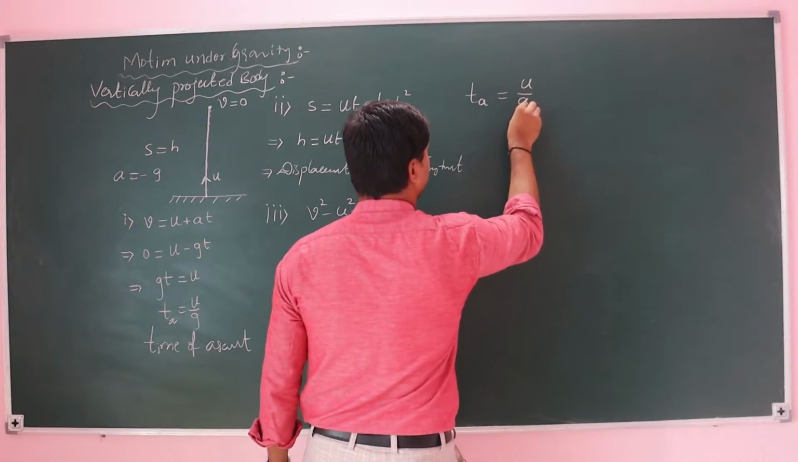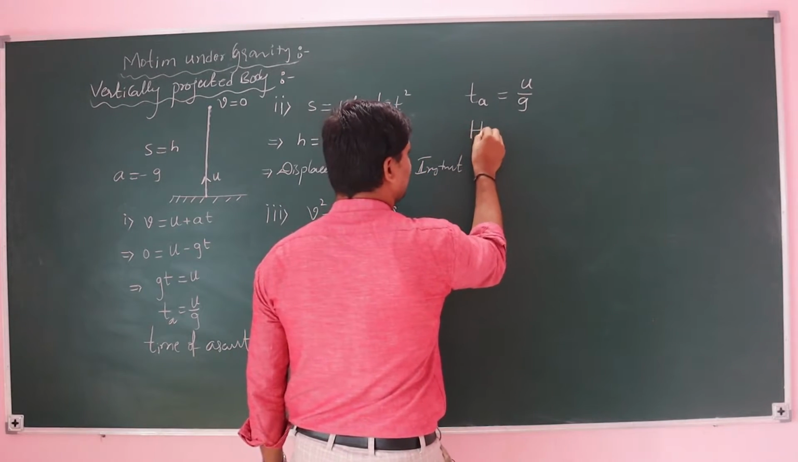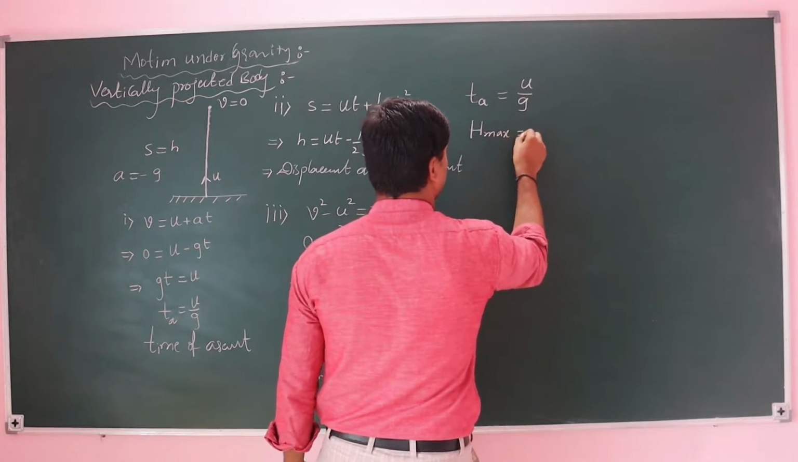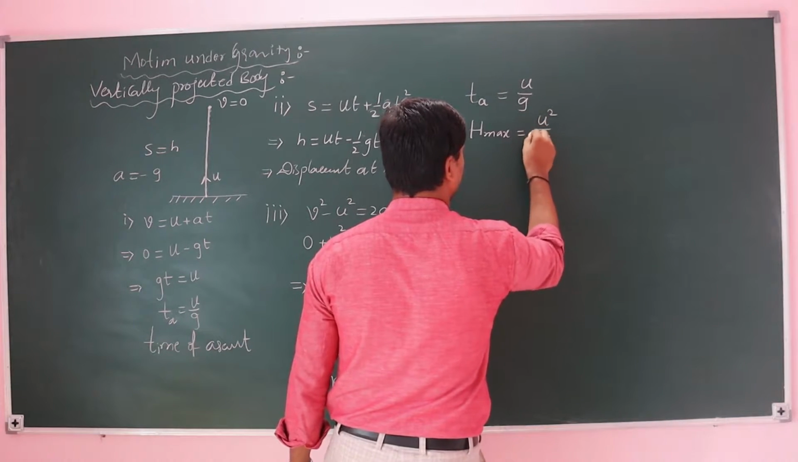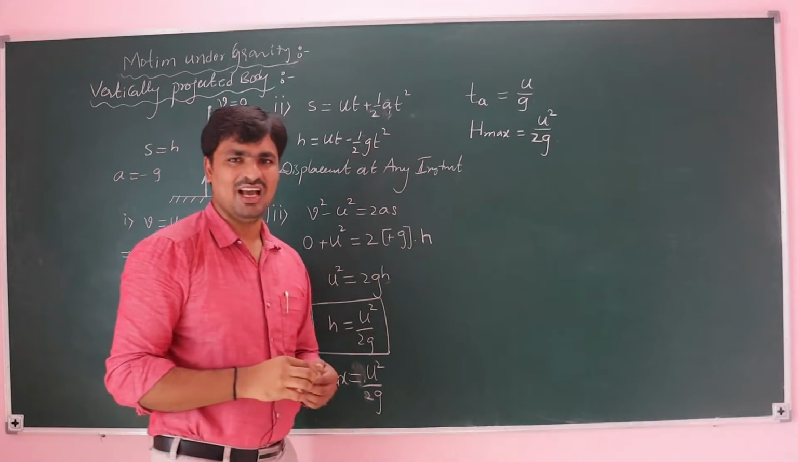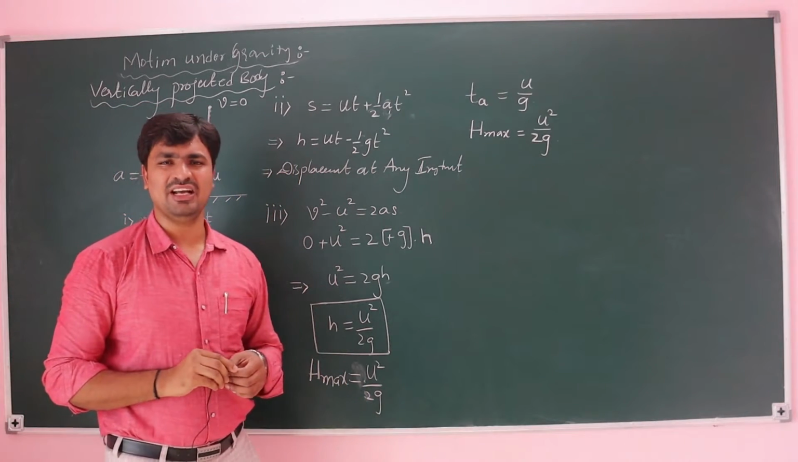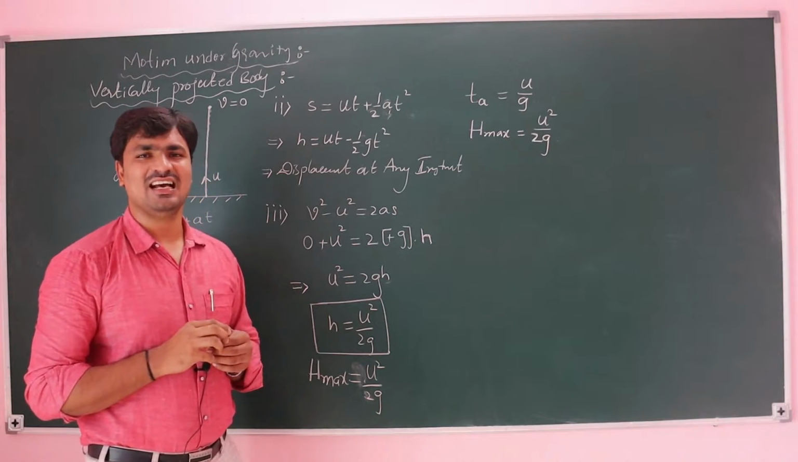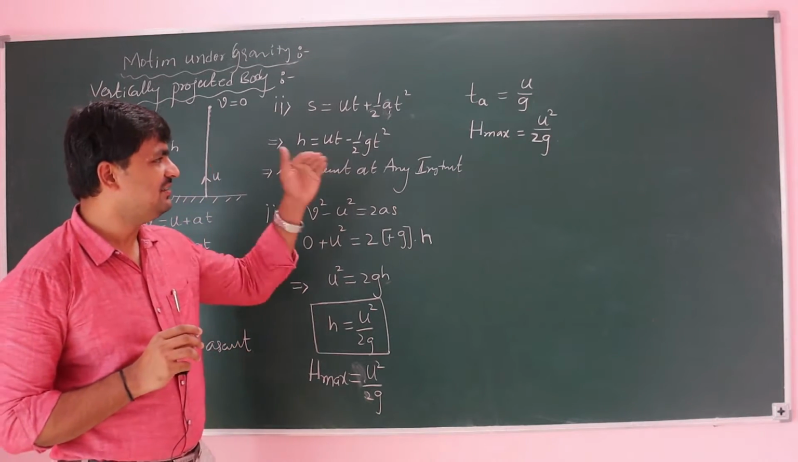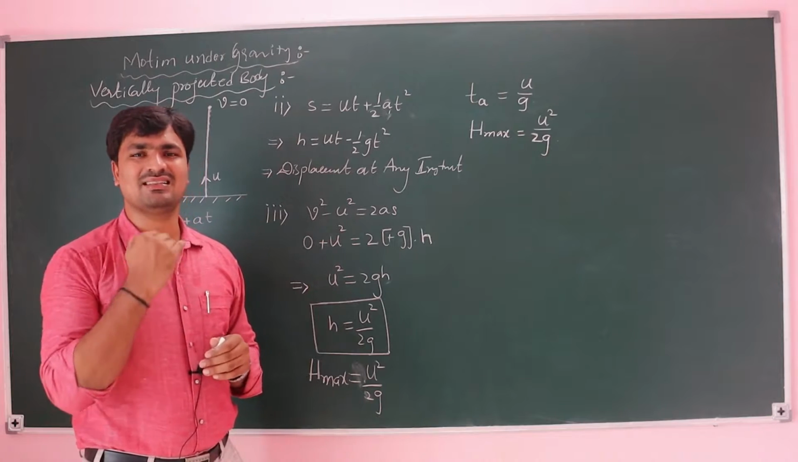U by g. And the other one is maximum height. What is that? Maximum height. How much? U square by 2g. Time of ascent: the time taken by the body to reach the maximum height is called time of ascent. And H max, maximum height.